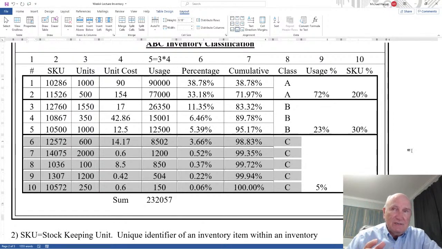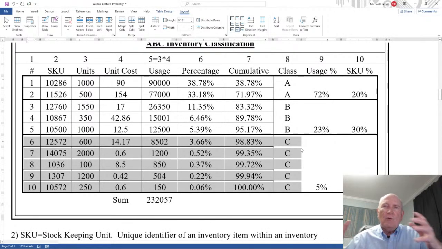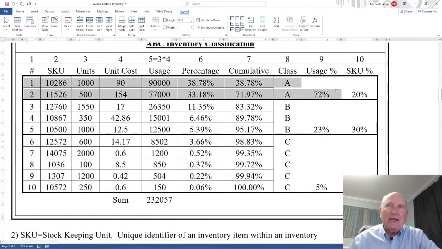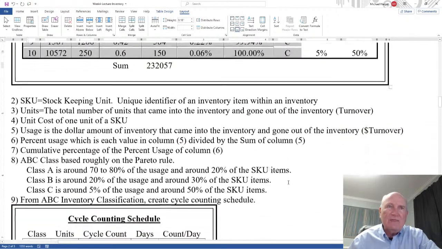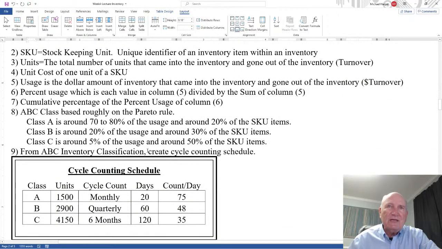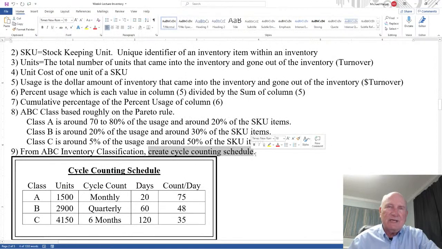Things you need. Some of these might be MRO, or M&S, materials and supplies, but they're C items. So just order in bulk, okay? Order large amounts. Once we have the A items, B items and C items classified, then from the classification we can create a cycle counting schedule.